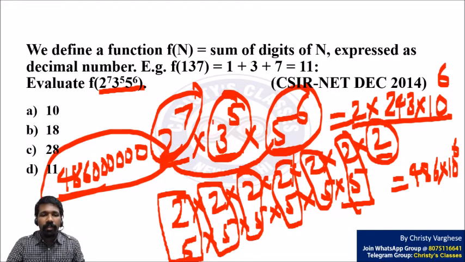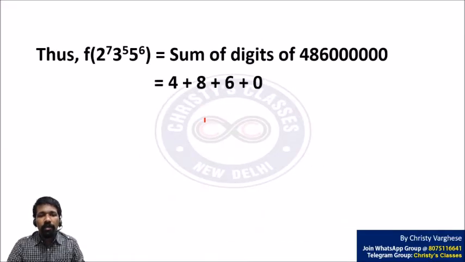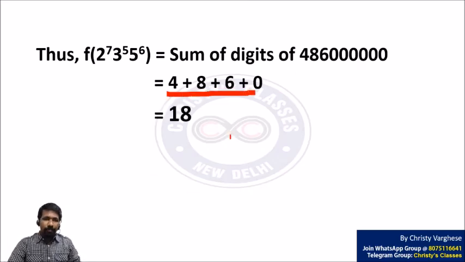Now you just have to find the sum of digits of the number. Sum of digits of this number, 486 followed by six 0's, will be 4 plus 8 plus 6 plus 0. That is 18. This is a logical way of doing it. Once you practice it, you don't have to write any steps. You can do everything in the head.